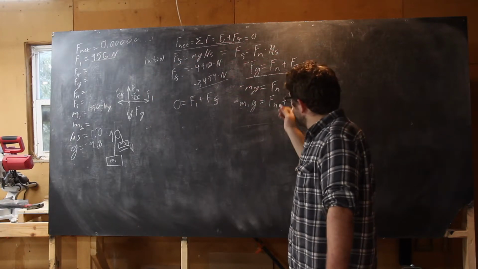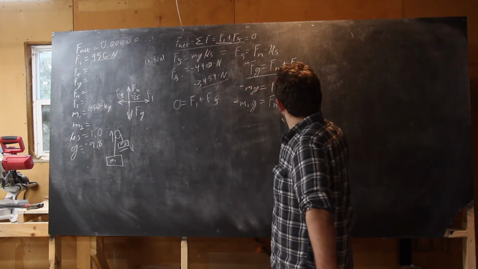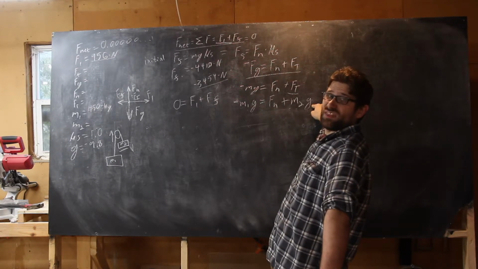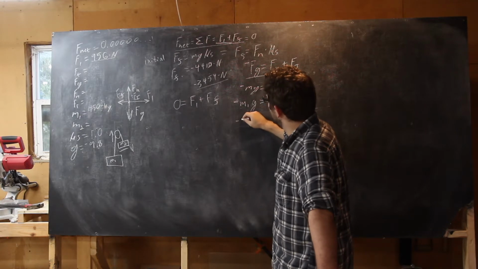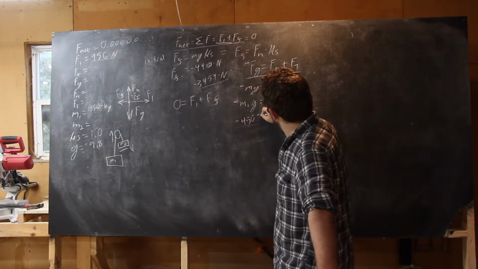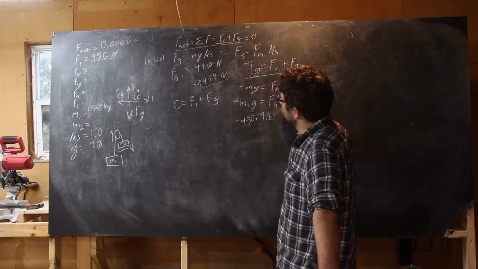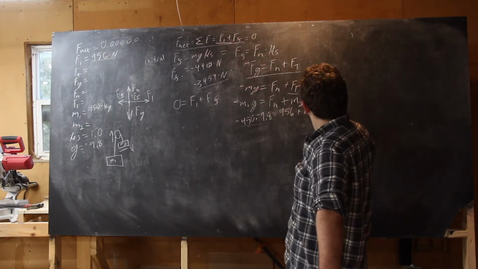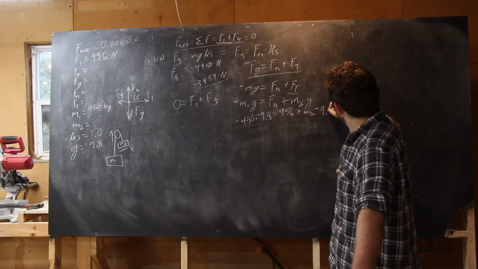Plugging in our numbers, we're going to have this negative m1g equals fn plus m2g, and we're going to do something different with this in just a sec. So negative m1 is 450 times a negative 9.8 equal to fn, which should be 956, plus m2 times a negative 9.8.